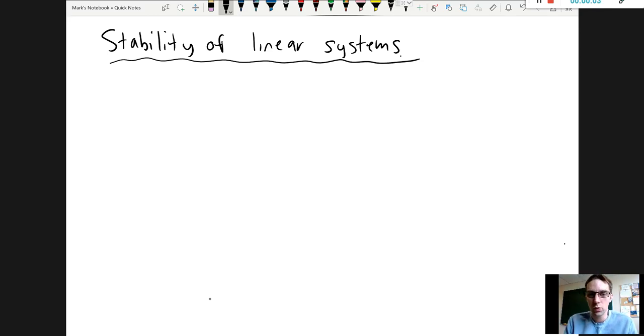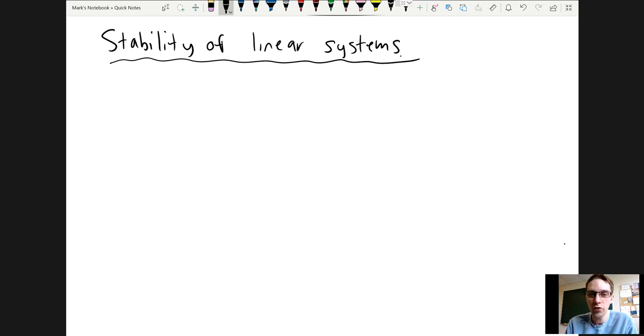In previous videos, we looked at fixed points and stability for single variable difference equations, and we saw that we could use the derivative of the equation to help us determine whether we thought the system was going to approach the fixed point in the long run.